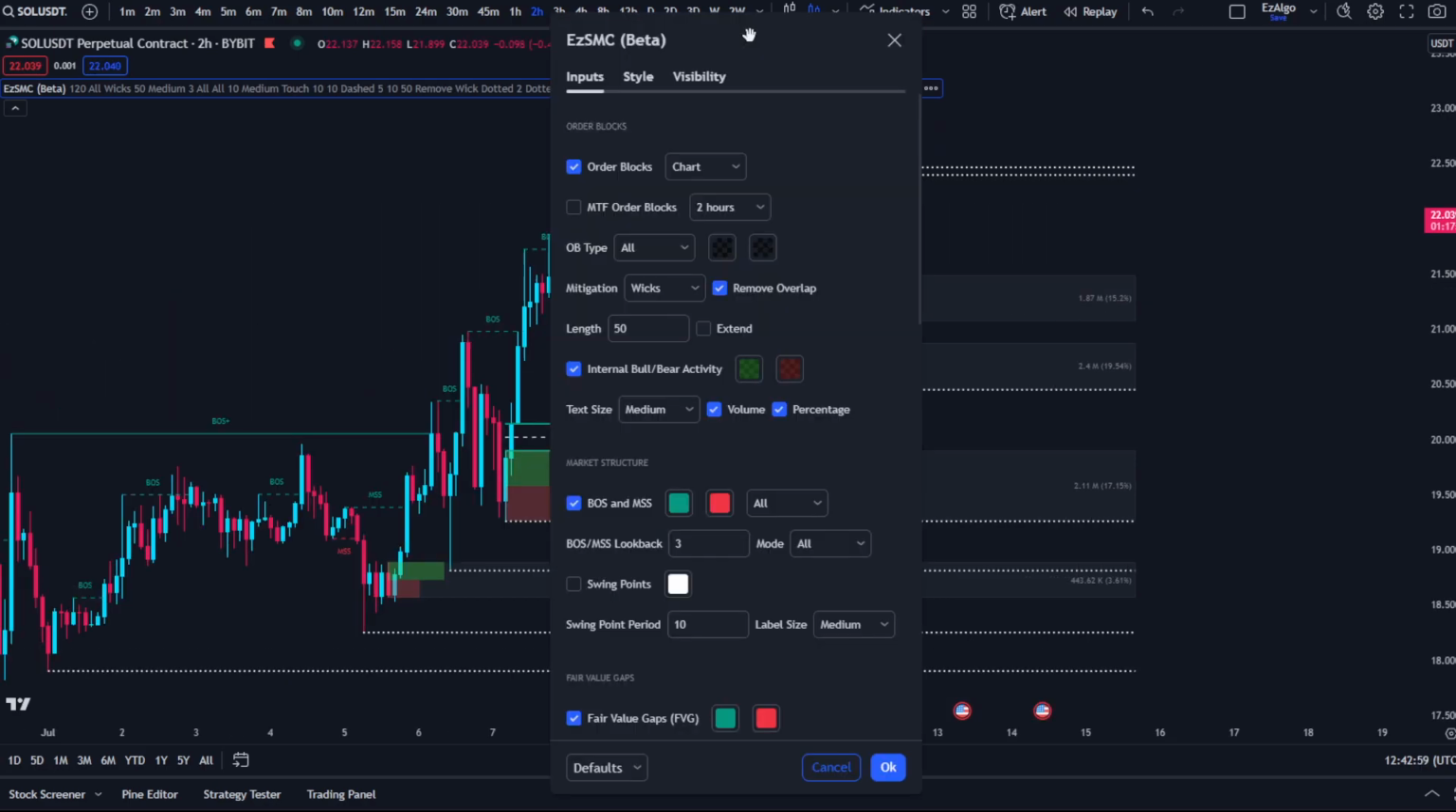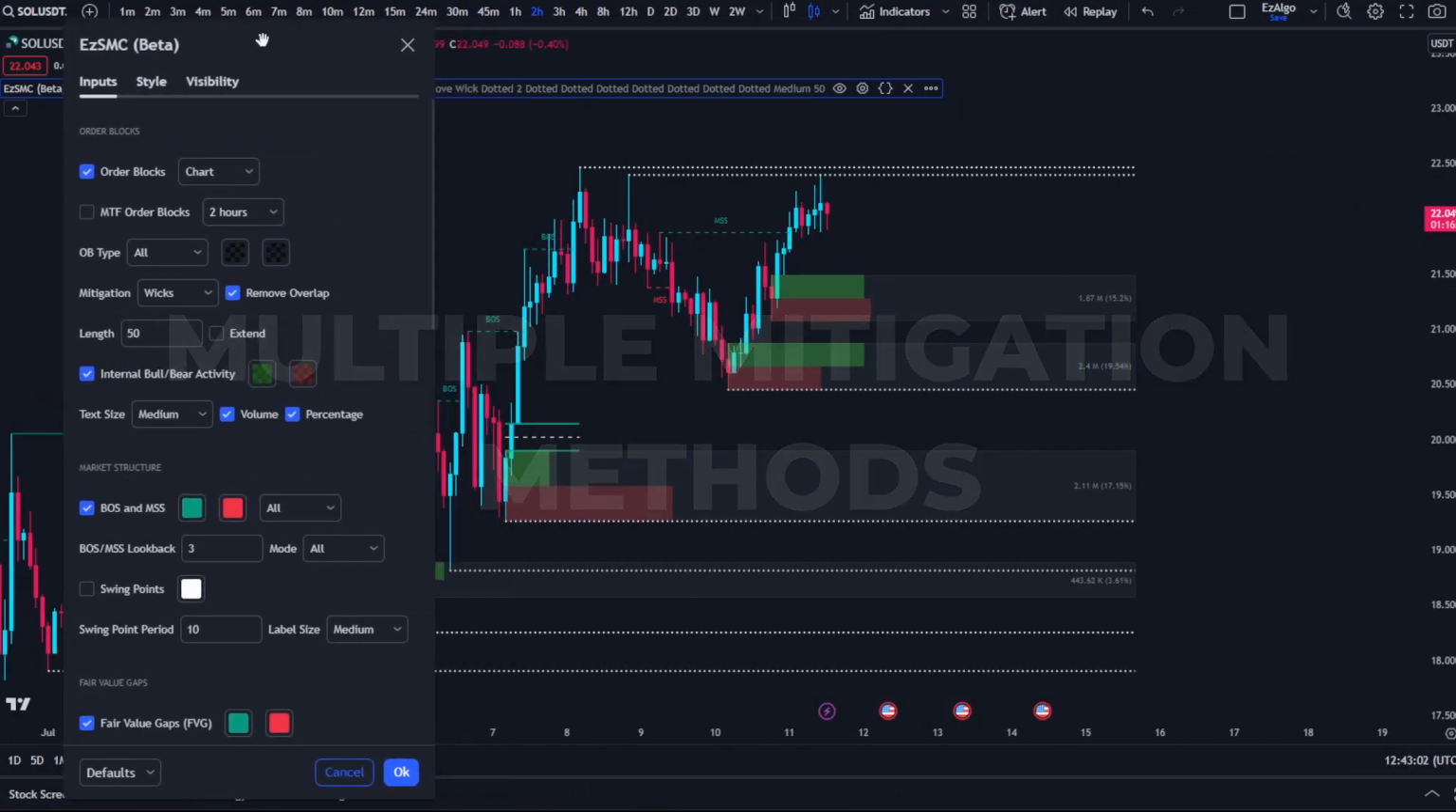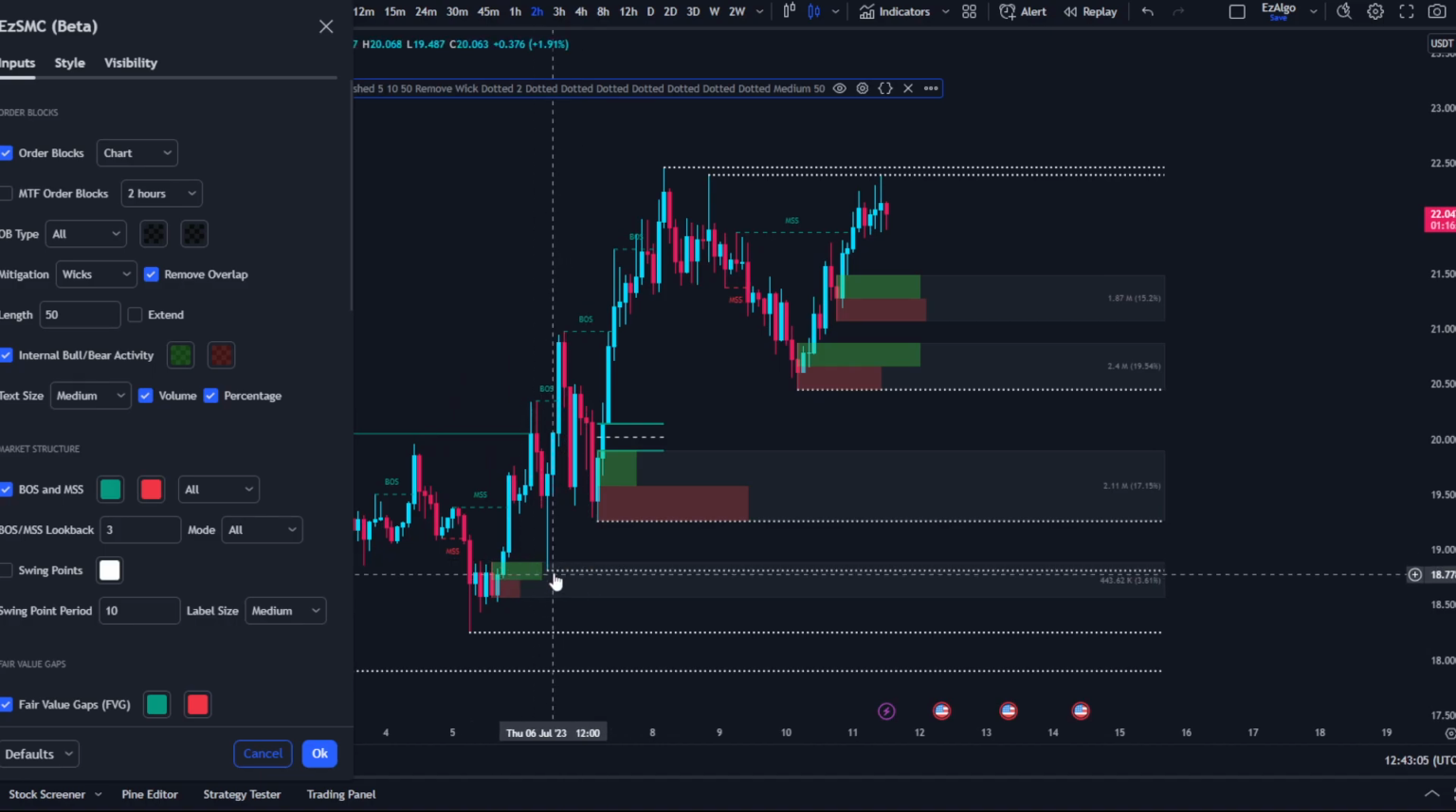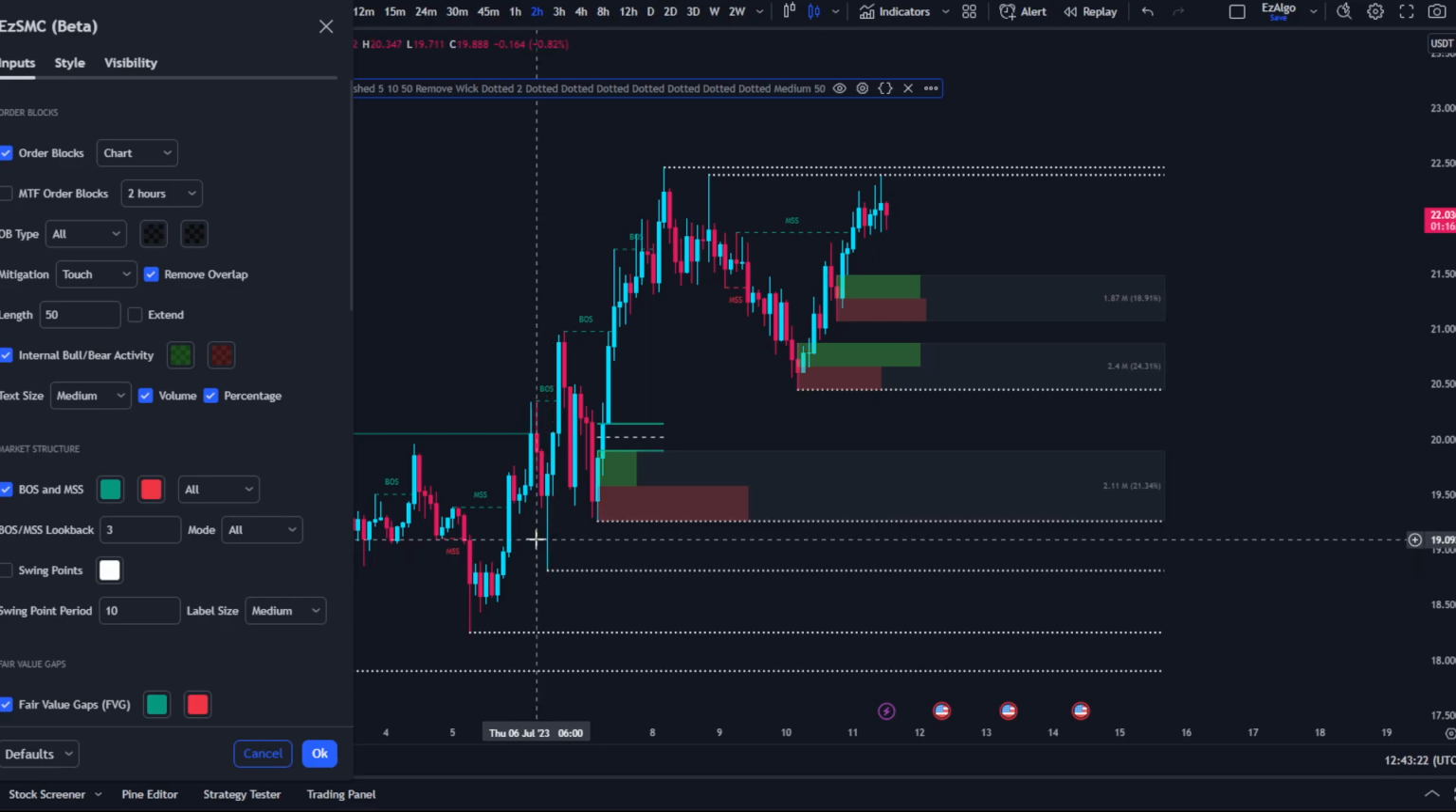Now, we also have multiple mitigation methods for these order blocks, right? By default, it's going to be set for the wicks. That means price has to wick through the order block in order to make it mitigated. Now, there are multiple options. Like I said, a lot of you will like to use the touch, meaning once the order block has been touched, it's mitigated. As you can see, this order block had already been tagged by this candle. So in some strategies, that would mean that that order block is mitigated.